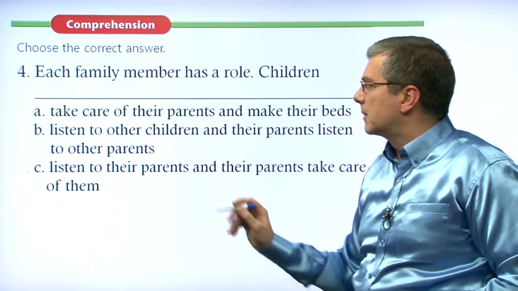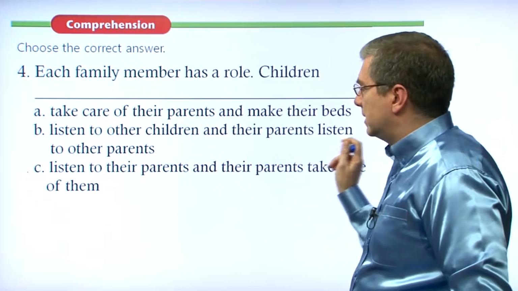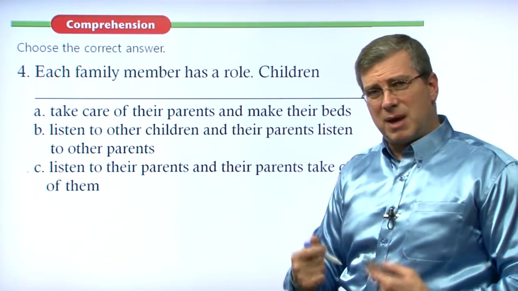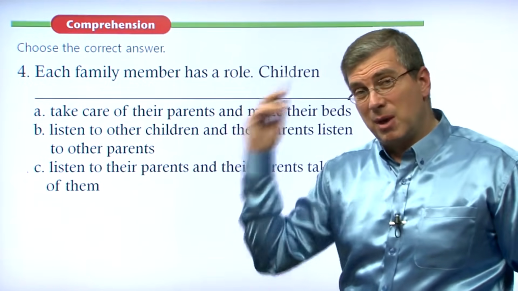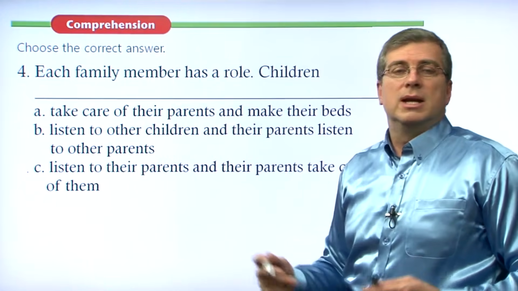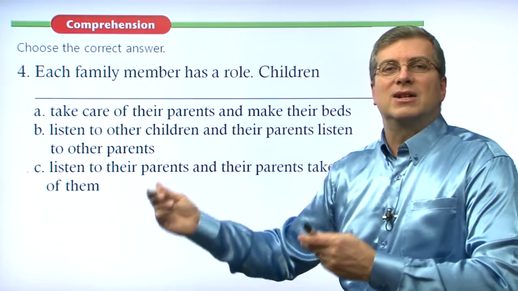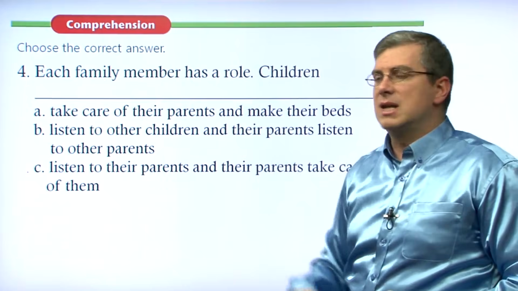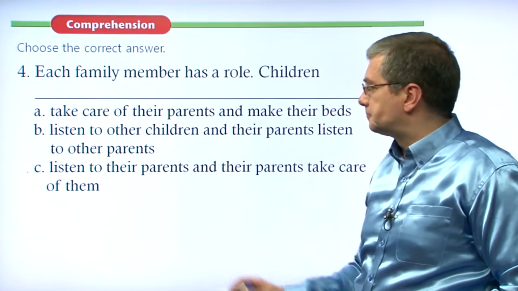Let's look at B. Children listen to other children, and their parents listen to other parents. Is that their role? So if I'm a child in my family, I should listen to a child in another family? That's my role? And my parents should listen to the parents of the other families? No, that's not their role, because they don't take advice from other families, right? You take advice from within your family, from older to younger, right? So B doesn't sound right. What about C?